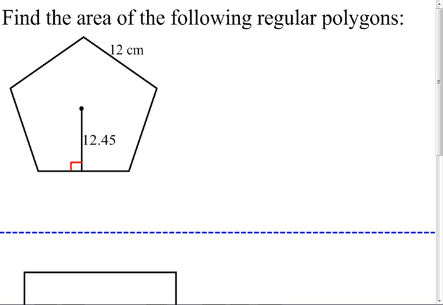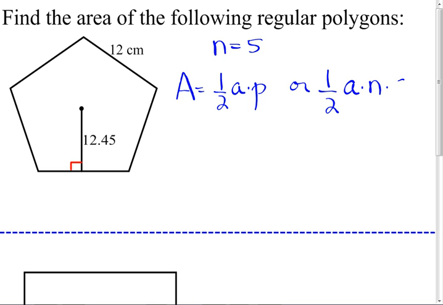Now, a lot of you don't want to write the formula down. I need to see something. I need to see the numbers you substitute in at least. But if you go through and read my answer keys, you should be able to figure out how to do the problem if you couldn't figure it out before you looked at them. I want the area of this pentagon, so n equals 5, and I can either use area equals 1/2 A times the perimeter, or I can use 1/2 A times the number of sides times the length of the side. It's the same thing, because this is the perimeter.